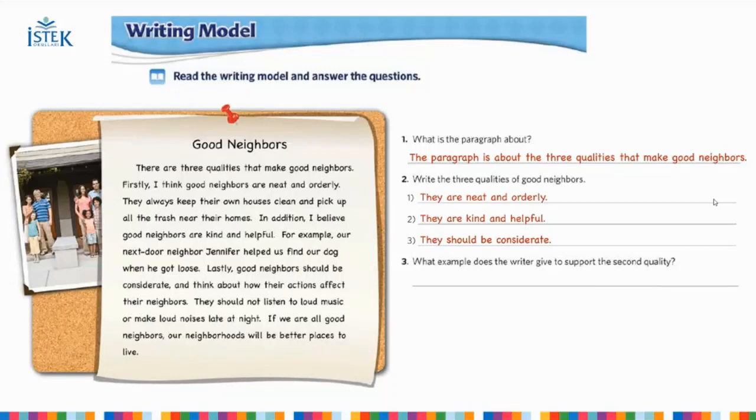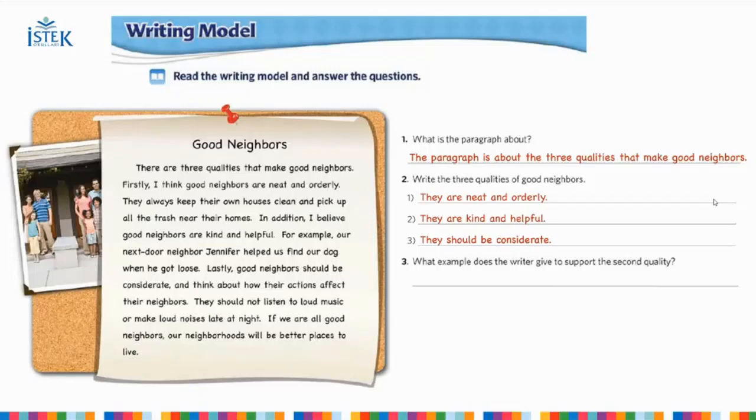So the first one, they are neat and orderly. The second one, they are kind and helpful. And the third one, they should be considerate. Question number 3. What example does the writer give to support the second quality?